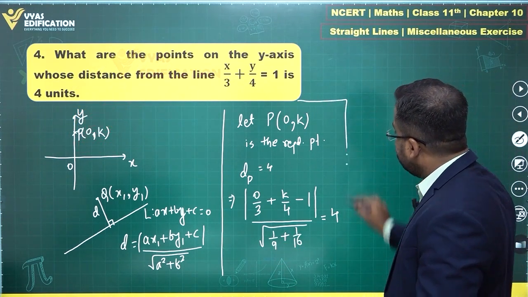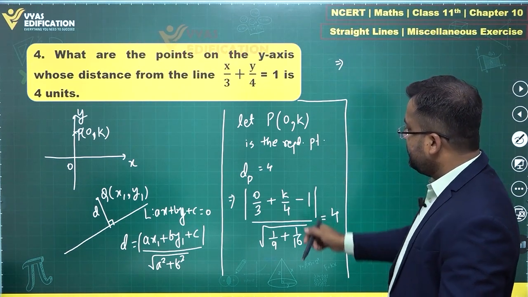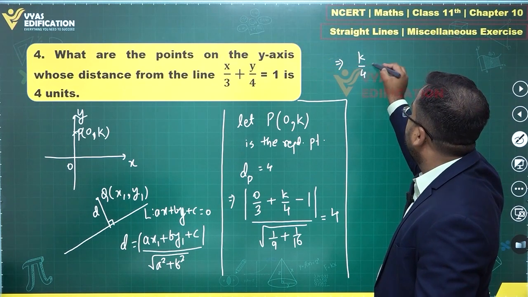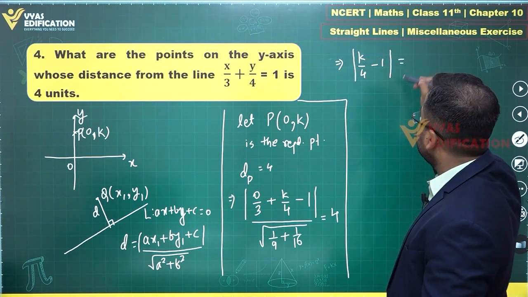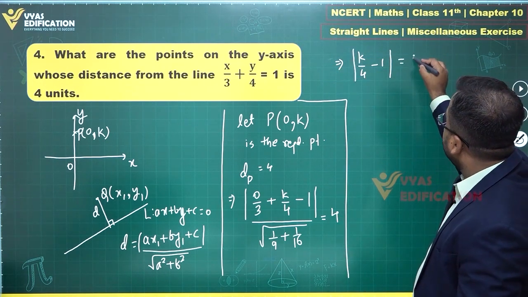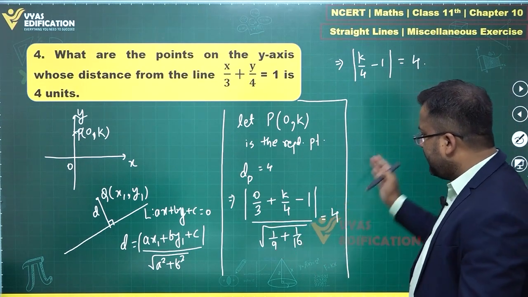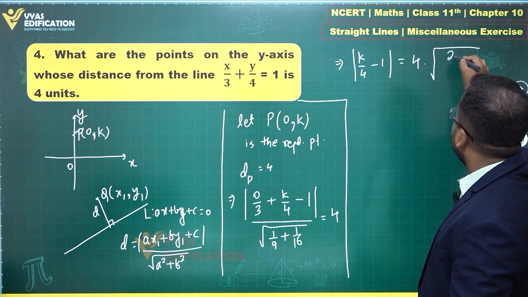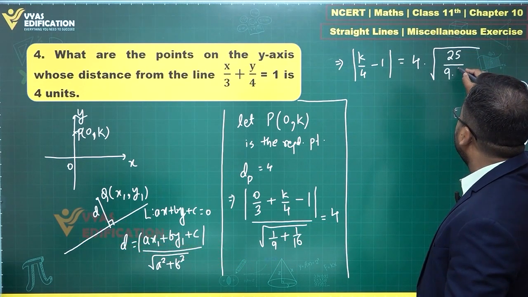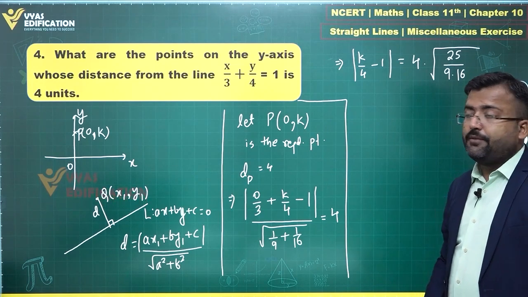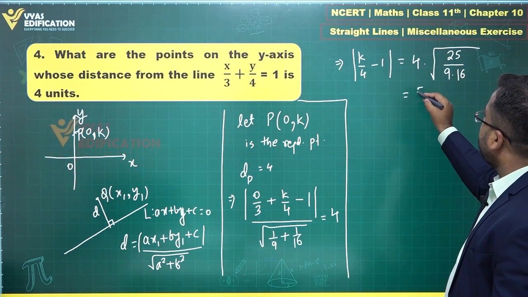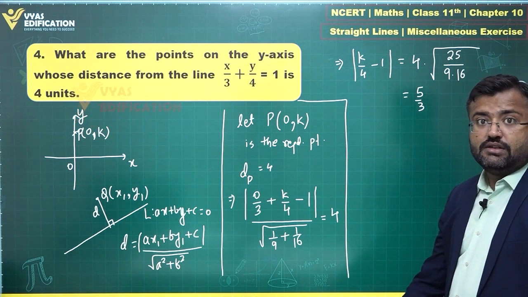So after this, the next step will be to simplify this equation. So this is 0, this is |k/4 - 1|, which is equal to what? 4 times this square root, this is positive, this will go on the right hand side. And 16 plus 9 is 25 in the numerator. You have 9 and 16, the product, in the denominator. What does this simplify into? This is 5, 3, 4 and 4 will get cancelled. This is 5 by 3 actually, right?